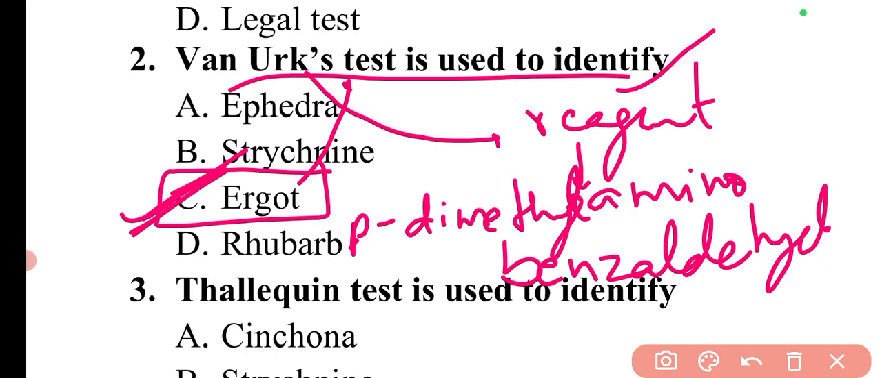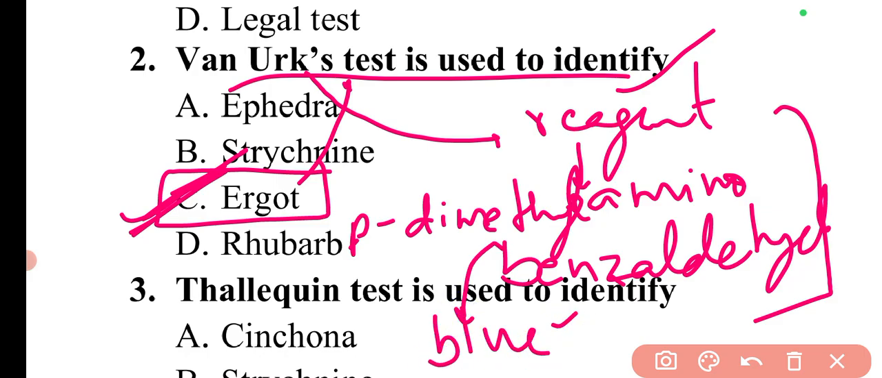This question is also asked in some of the exams, the composition part. So chemical tests are very, very important. One question definitely will be there from chemical tests. So you can remember this reagent composition. It is para dimethyl amino benzaldehyde, and it will give blue color with the ergot alkaloid.